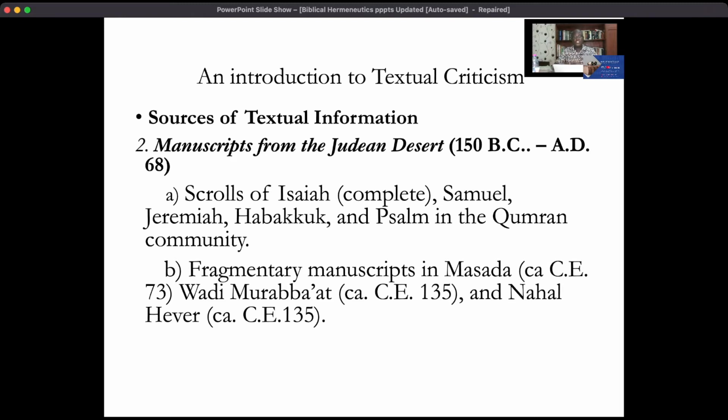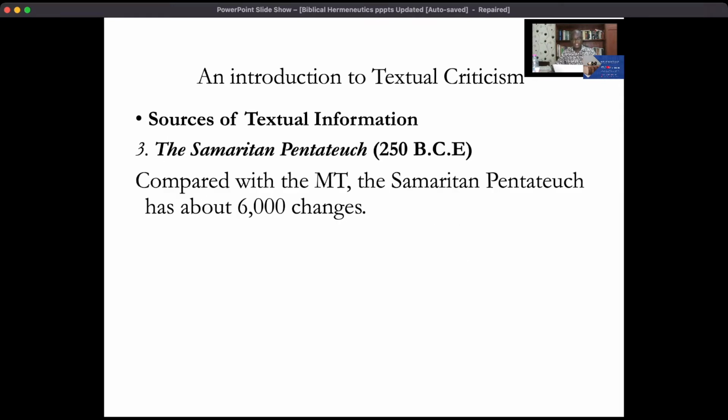The second source of textual information is manuscripts coming from the Judean desert, the Qumran community, 150 BC to AD 68. Now we have scrolls of Isaiah, Samuel, Jeremiah, Habakkuk, and Psalms in the Qumran community, and fragmentary manuscripts in Masada, Wadi Murabba'at, and Nahal Hever. So we have the dates here so that you appreciate when these manuscripts were prepared by these people living in the Judean desert. So that's the second source of textual information for Old Testament textual criticism.